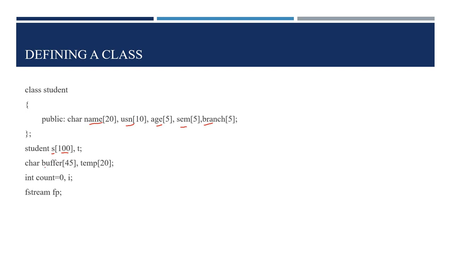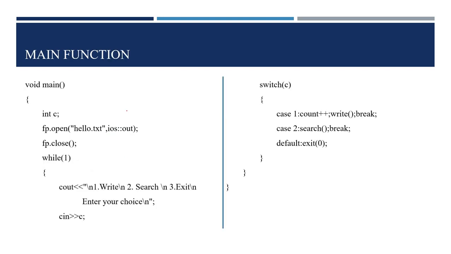100. Then we also consider a buffer variable to store the temporary data and a temporary variable to store some referral numbers, RRN values. Then we also require the file stream pointer to point to the location of the file. So let's move into the main function.